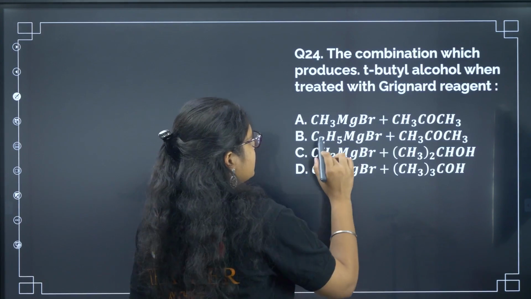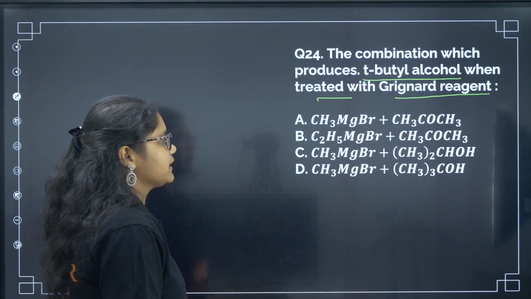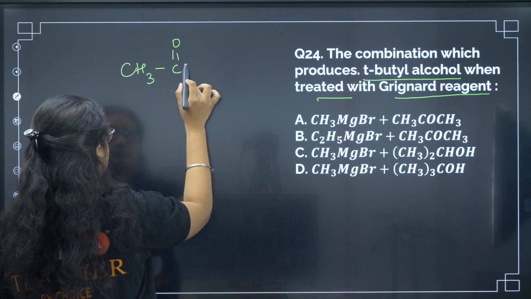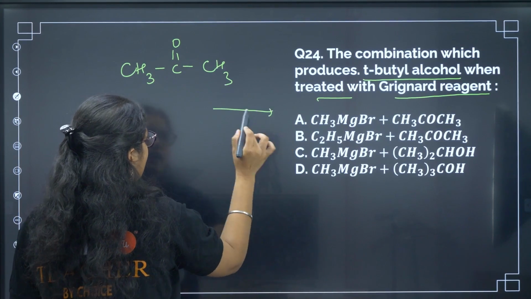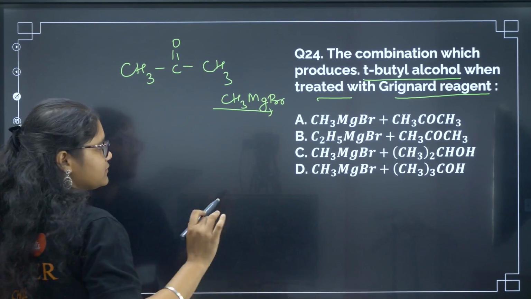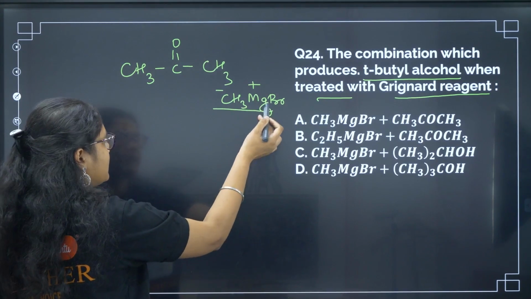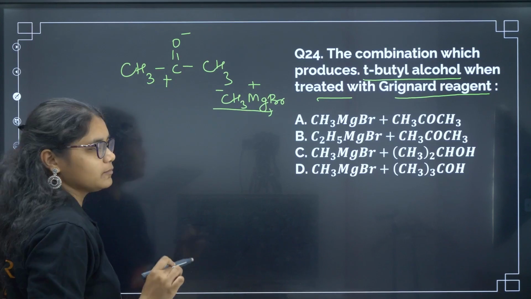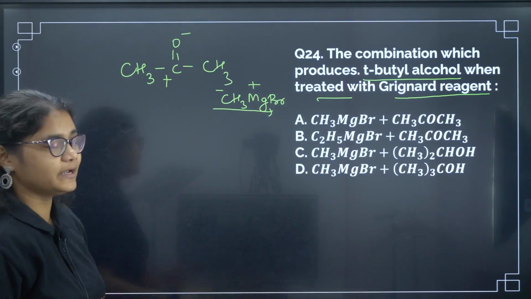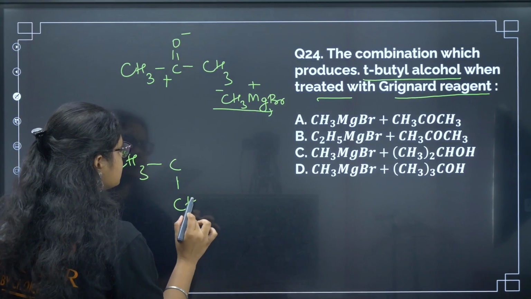Next. The combination which produces tert-butyl alcohol when treated with Grignard reagent. Okay, so we can just see the first option. CH3COCH3, and we have reacted it with CH3MgBr. Now just one trick, as I've already told you, just identify plus and minus here. This is plus, this is minus because it is a metal. Oxygen is more negative, carbon is electropositive, so we'll have plus and minus here. Attach the minus to plus, attach the plus to minus. So we will get CH3C to the plus. I'll attach the minus, that is CH3.